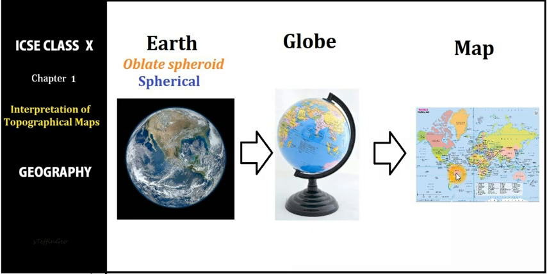A map is the two-dimensional representation of the Earth or globe, and when it is represented on a sheet, we can have more information and much more benefits. That is why a map is more significant than a globe in terms of studying the Earth. So in this lesson we will be studying the basic things about maps.